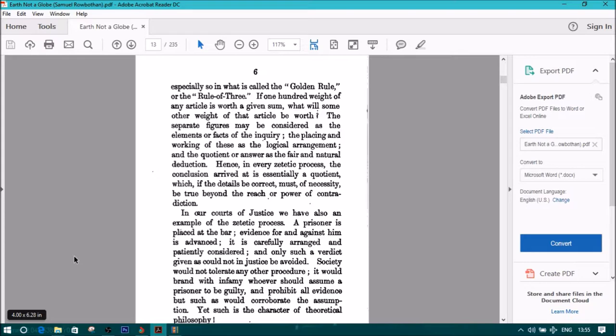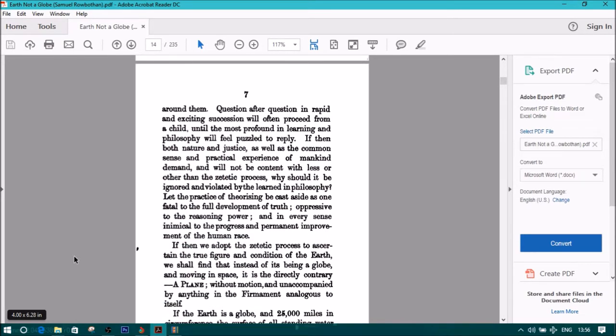In our courts of justice, we have also an example of the Zetetic process. A prisoner is placed at the bar. Evidence for and against him is advanced. It is carefully arranged and patiently considered, and only such a verdict given as could not in justice be avoided. Society would not tolerate any other procedure. It would brand with infamy whoever should assume a prisoner to be guilty and prohibit all evidence but such as would corroborate the assumption. Yet such is the character of theoretical philosophy.